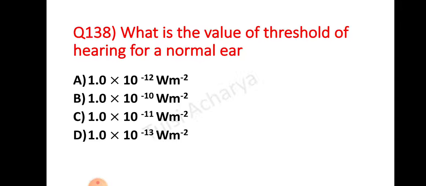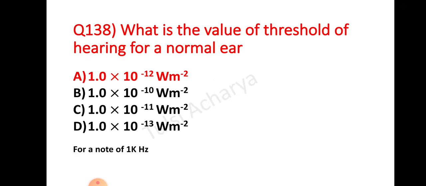Now let's move to question number 138. What is the value of the threshold of hearing for a normal ear? We know that the value of the threshold of hearing for a normal ear is 1.0 into 10 to the minus 12 watt per meter square for a note of 1 kHz. This is called the threshold of hearing.